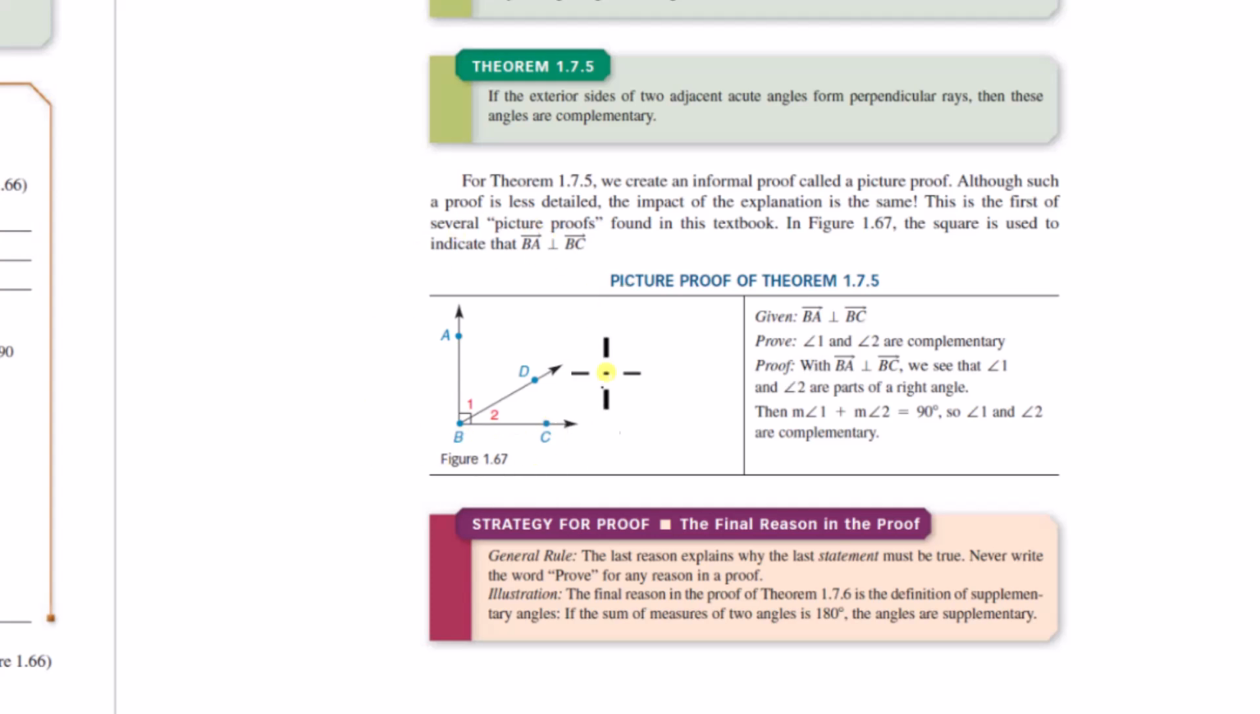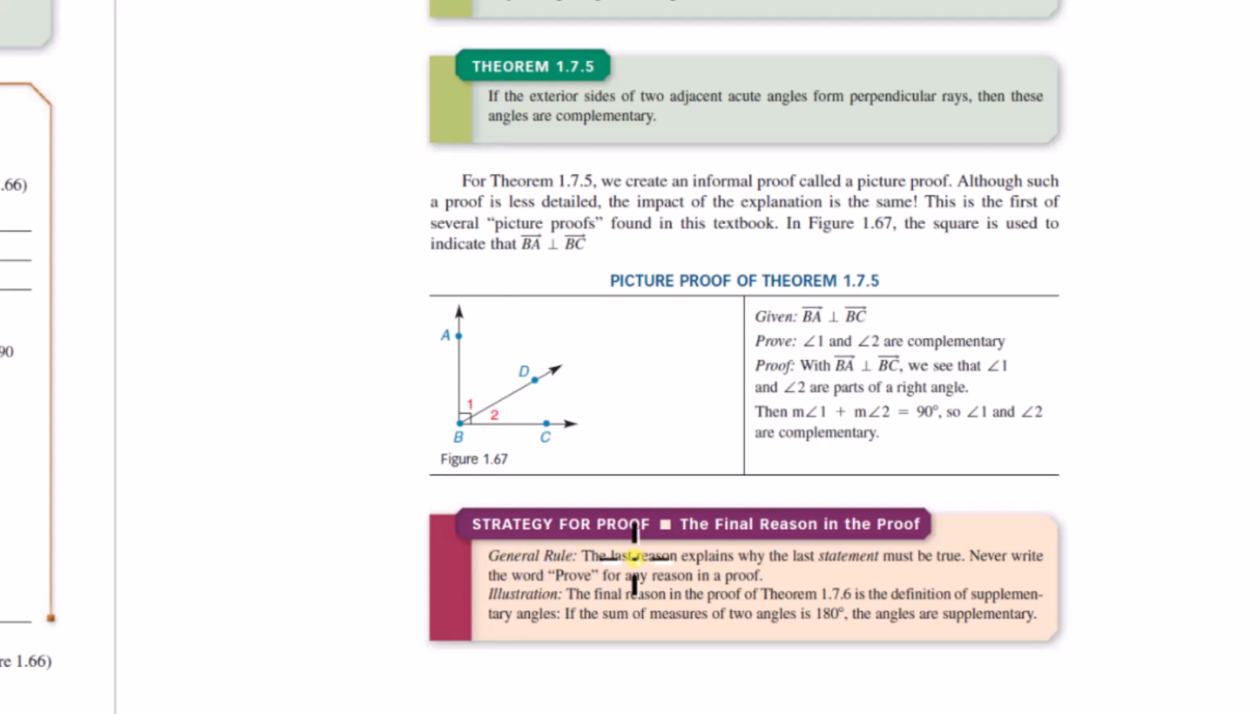I mean, that's obvious, right? But to do a formal math proof, you have to be rigorous. But if you draw the correct picture of what's given, then obviously the measure of angle 1 plus the measure of angle 2 is going to be 90 degrees. That means they're complementary. You could make another theorem that says if the exterior sides of two adjacent angles form a straight angle, or two rays in opposite directions, then those angles are supplementary. You kind of do an extension of this to supplementary.